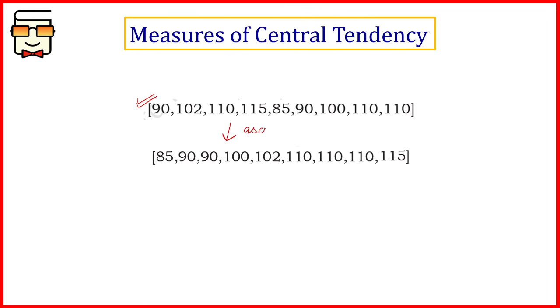I'm arranging it in ascending order, right? Now, once I have arranged or sorted this data, I'll check what is the middle value. So 4 observations this side, 4 observations this side. Since there is an odd number of values, a total of 9 values, I will have one middle value, that is one median, and that is 102 centimeters in this case.